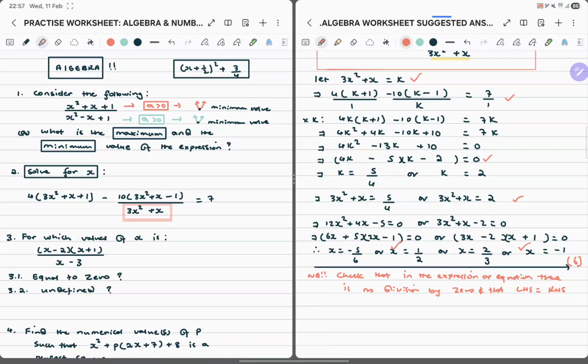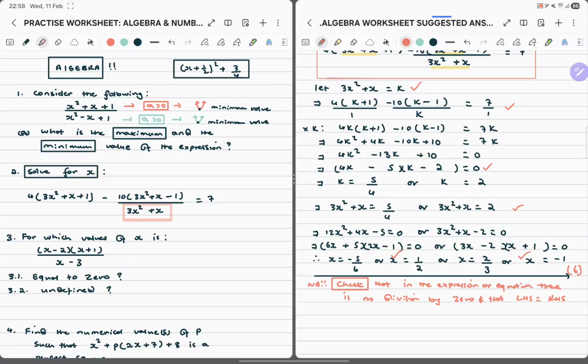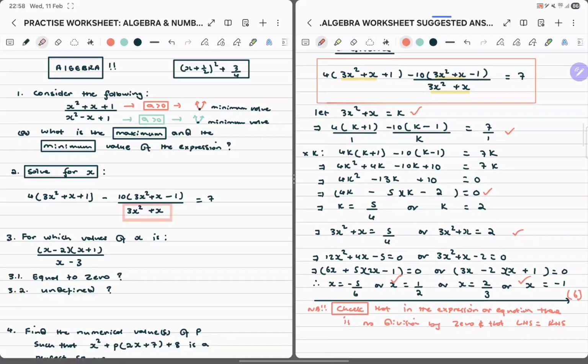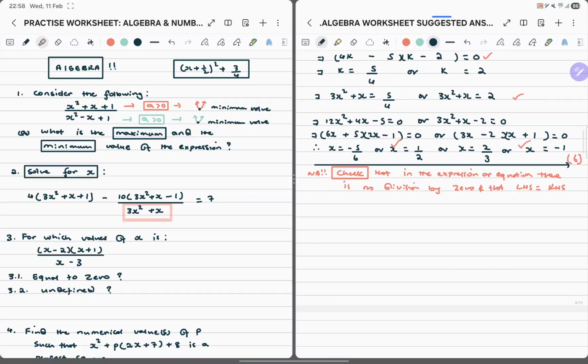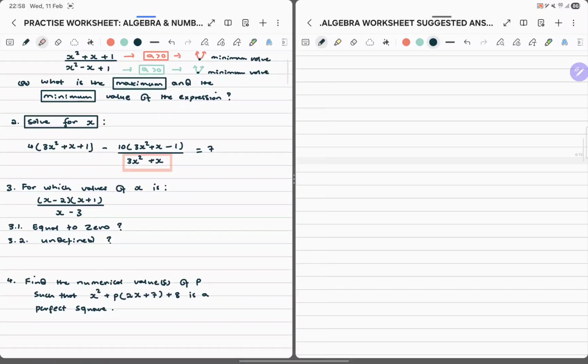Right. So anyway, folks, you can see that this is not an easy process. It's quite a tedious process to go through. So the check, folks, is very important, especially with rational equations like these. We must never have a division by 0, because some of the solutions can actually lead to that. And we must ensure that the left-hand side is equal to the right-hand side so that we can accept that the solutions we got are actually correct. There's no need to wait for the memo in these kinds of questions, especially in algebra.